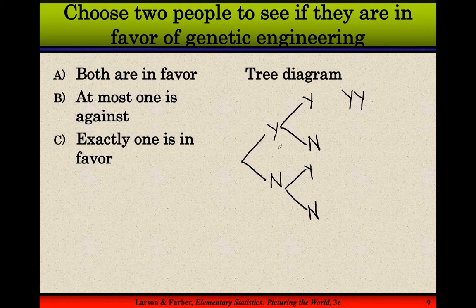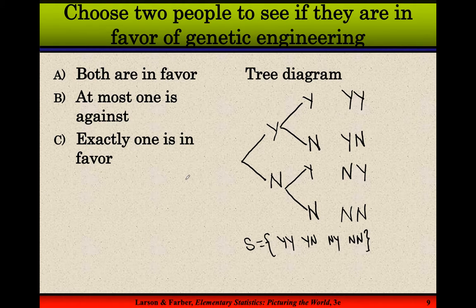If I follow these tree branches, I get yes, yes. If I follow these tree branches, I get yes, no, meaning that the first person said yes, they're in favor, and the second person said no. This set of tree branches means the first person said no, but the second person said yes. And this set means that the first person said no and the second person said no. So our sample space would look like this: yes, yes, yes, no, no, yes, and no, no.